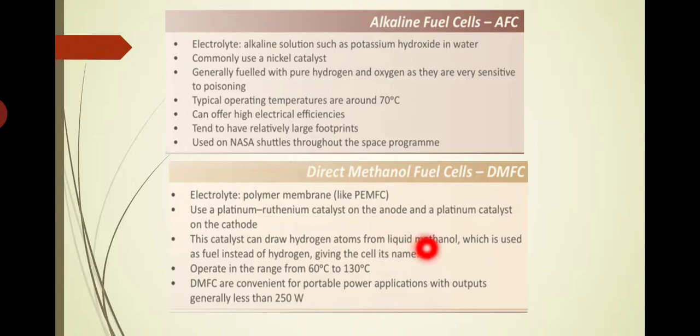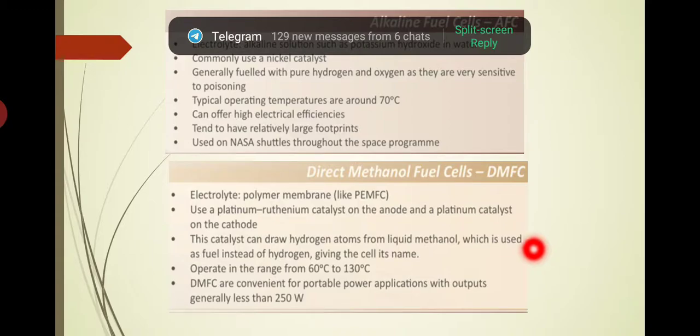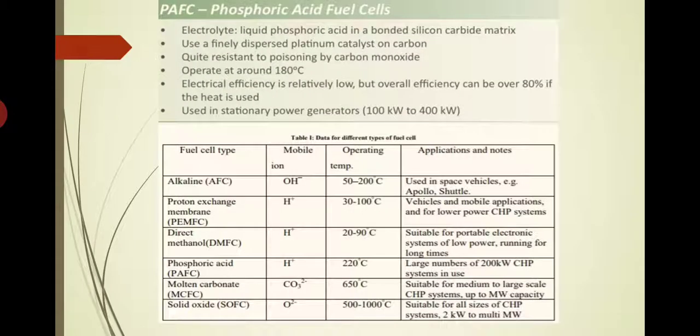This catalyst can draw hydrogen atom from liquid methanol, which is used as fuel instead of hydrogen, giving the cell its name. See, why we are using catalyst in this case is this catalyst can draw hydrogen atom from the liquid methanol. We are using methanol as the fuel here, so from that we have to extract out the hydrogen. That is being done by this catalyst. Okay, so catalyst will absorb that hydrogen from the methanol, and of course it is ionized by the chemical reaction, which is used as a fuel instead of hydrogen, giving the cell its name. That's why its name is direct methanol. Operating range of 60 to 130 degrees Celsius. DMFC are convenient for portable power application with output generally less than 250 watt. Okay, that's all about DMFC.